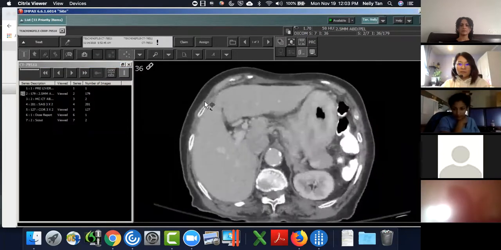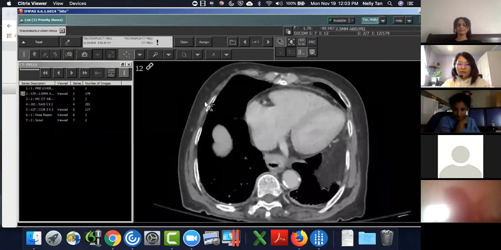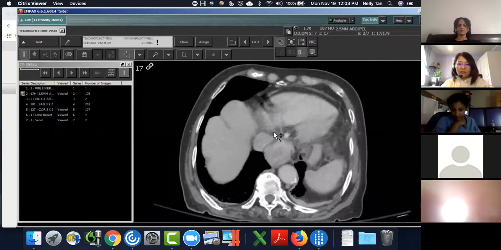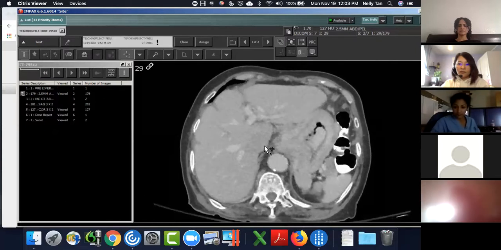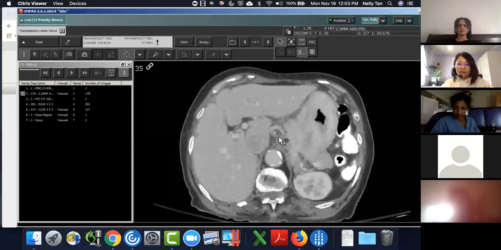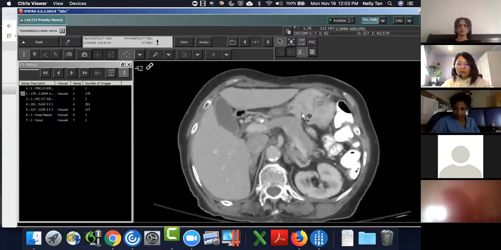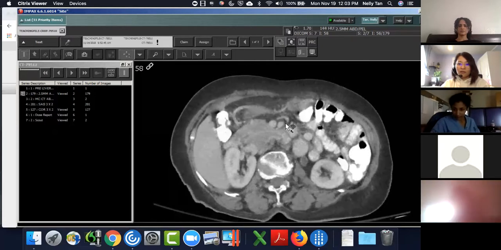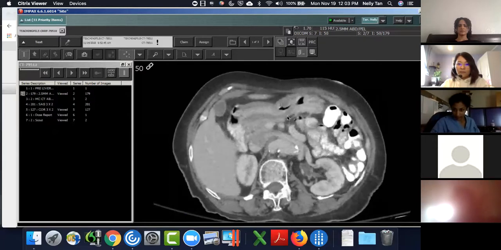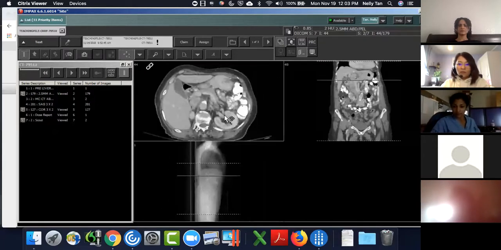Okay, so let me go up and then come back down. So here it is. So here's, for the students that are logging on, a mass. And there's thickening of the cardia. And then there's the rest of the stomach. And then there's coronals here.